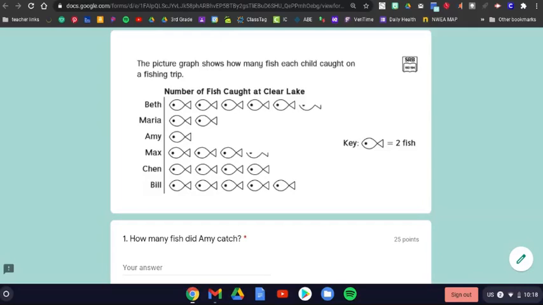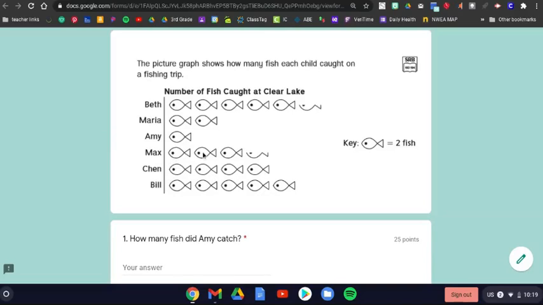I'm a little bit confused by your thinking. My key says that each picture is 2 fish. So every time I see a fish, I'm going to count by 2s. 2, 4, 6, 8, 10. Bill caught 10 fish. How many fish did Chen catch? He has 4 fish beside him. 1, 2, 3, 4. What does that mean? How many fish did Chen catch at the lake? Right, 8. 4 times 2. 2, 4, 6, 8.